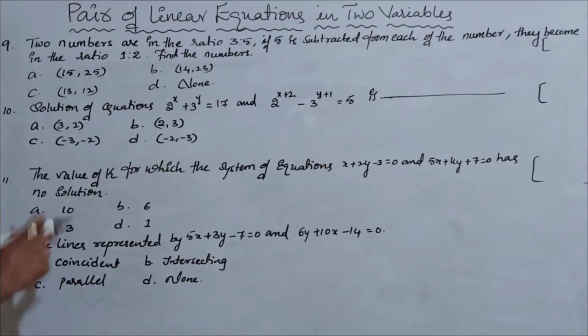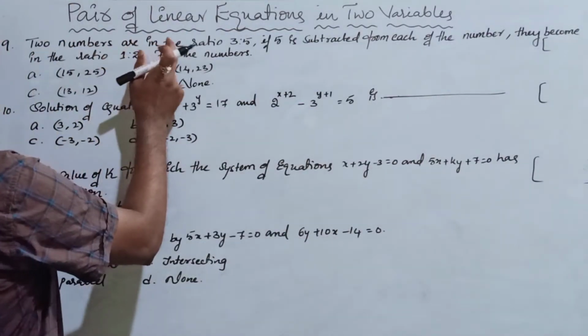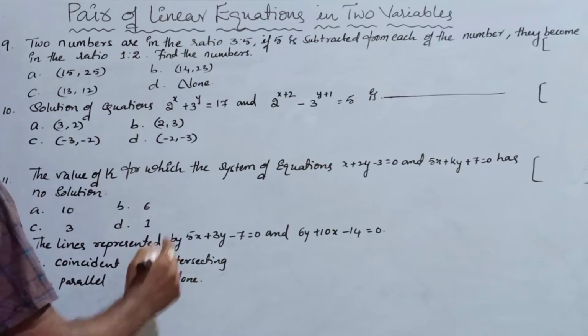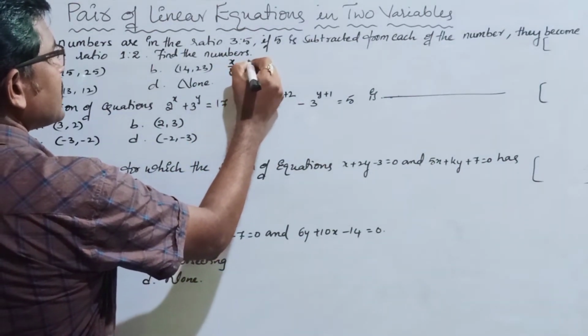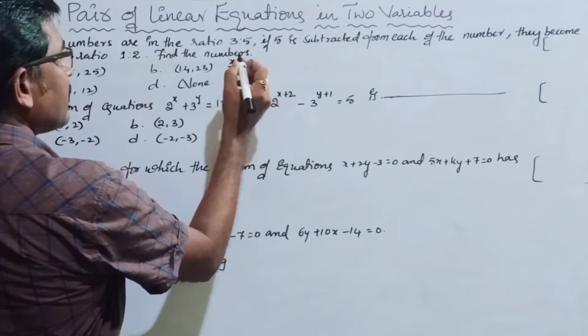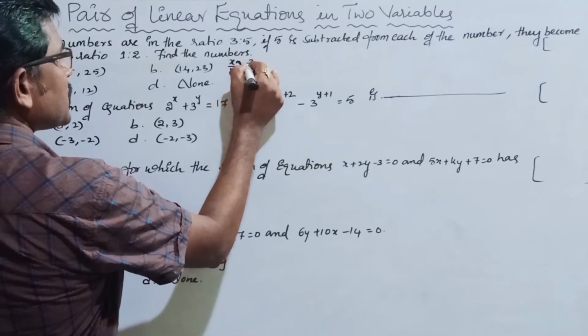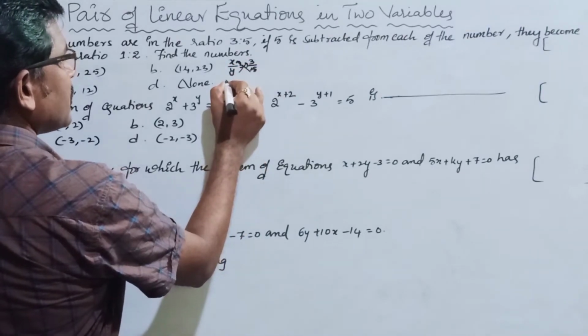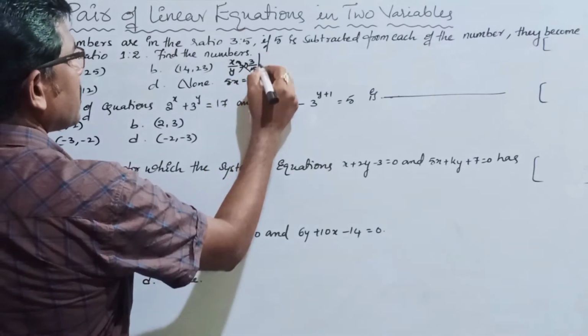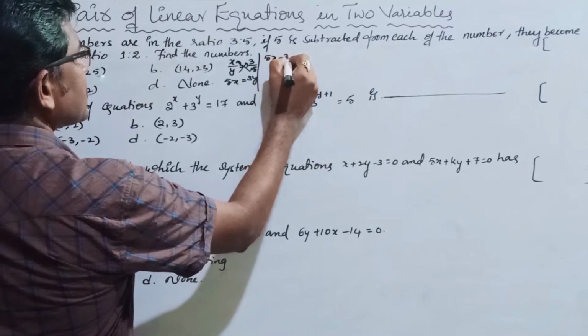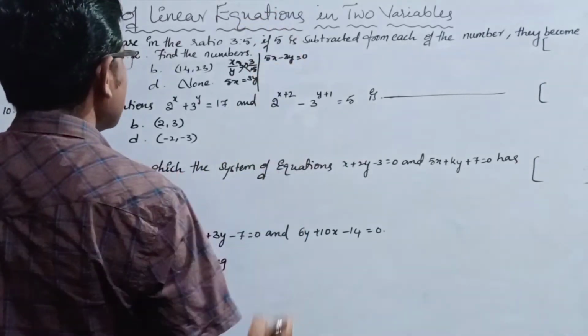So next question, two numbers are in the ratio 3:5. So that means x by y is equal to 3/5. So cross multiplication, that implies 5x is equal to 3y. So that means 5x minus 3y is equal to 0.